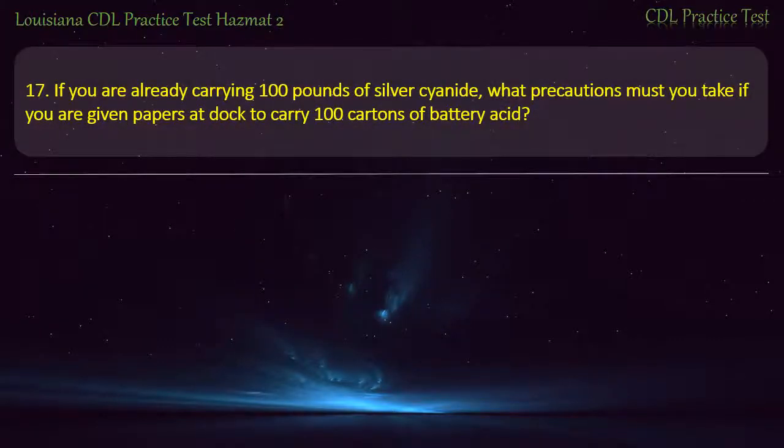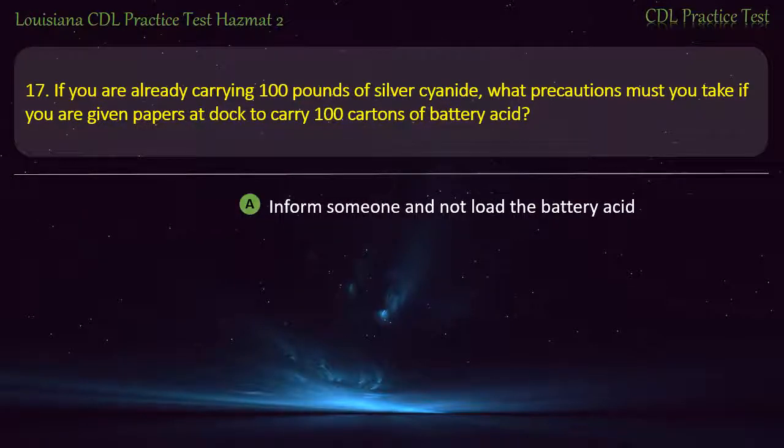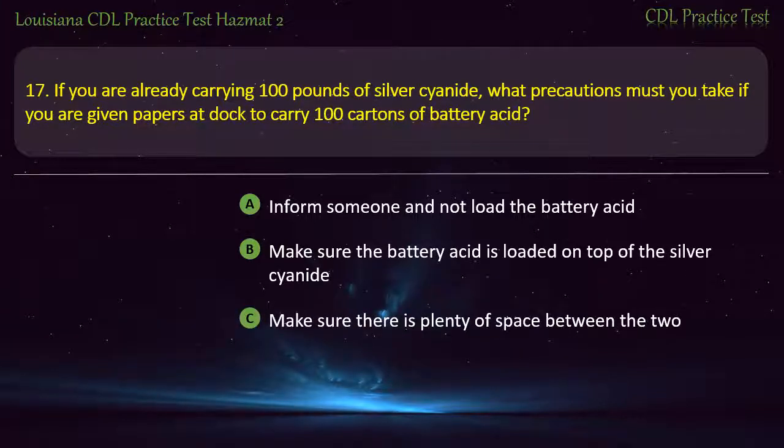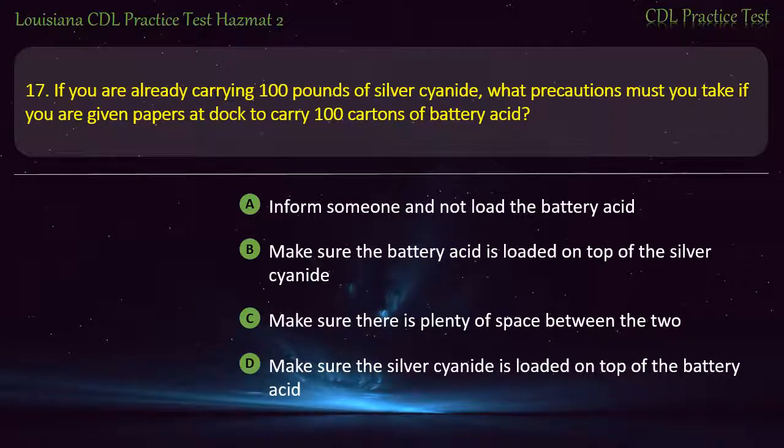Question 17. If you are already carrying 100 pounds of silver cyanide, what precautions must you take if you are given papers at dock to carry 100 cartons of battery acid? Inform someone and not load the battery acid. Make sure the battery acid is loaded on top of the silver cyanide. Make sure there is plenty of space between the two. Make sure the silver cyanide is loaded on top of the battery acid. Answer: Inform someone and not load the battery acid.